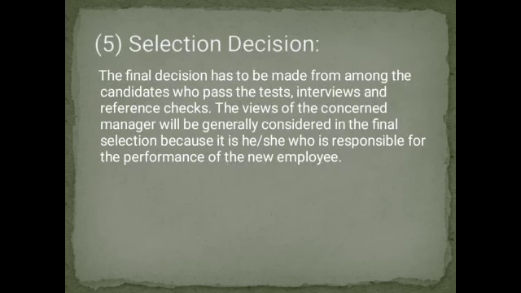Then the fifth one is about selection decision. After completion of the fourth stage, the fifth one is the selection decision. Now they are going to take a final decision, from the company's point of view, whether this person is selected or not. That is what is called a selection decision. Here the final decision has to be made from among the candidates who have passed the tests. Someone who has passed all kinds of tests, interview rounds, and reference check, if all these things are clear, the view of the concerned manager will generally be considered in the final selection, because it is he or she who is responsible for the performance of a new employee. With all this process they are going to select among them. During the time of selection, everything from the previous stages they are going to take into consideration.